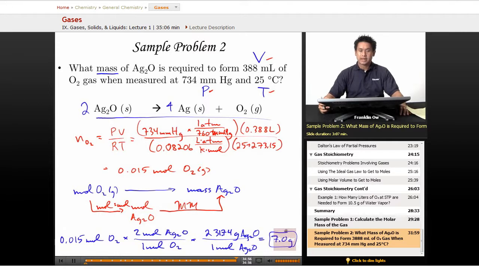Okay, so that is another stoichiometry problem that involves gases, everyone.